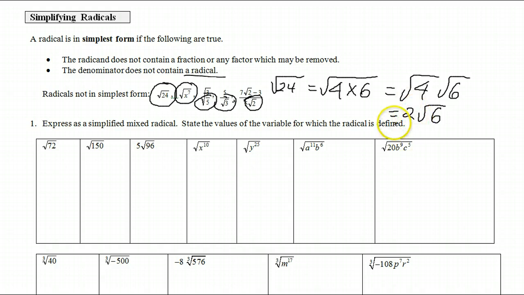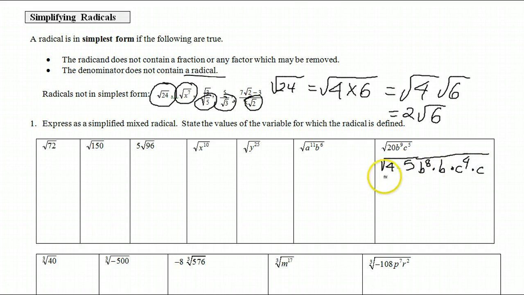Okay, let's take a look at something here. What if we have a more complicated expression, root of 20 b to the 9th c to the 5th? Can I write 20 as a product with a perfect square? And so I can. 4 times 5. Okay. 4 has a square root. 5 doesn't. b to the 9th, can I write that so we have a square root? Yeah, I can write it as b to the 8th times b, times c to the fourth times c.